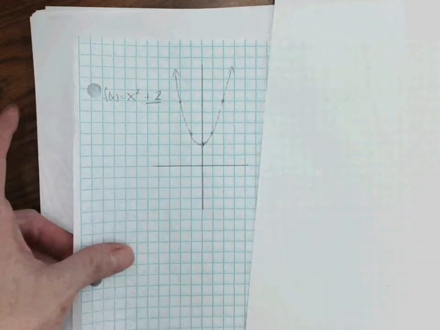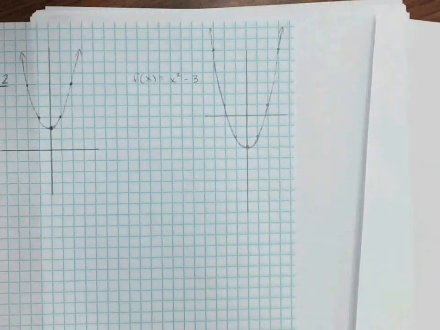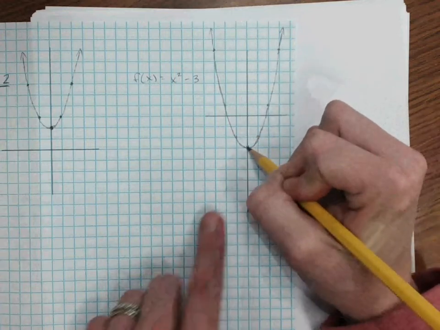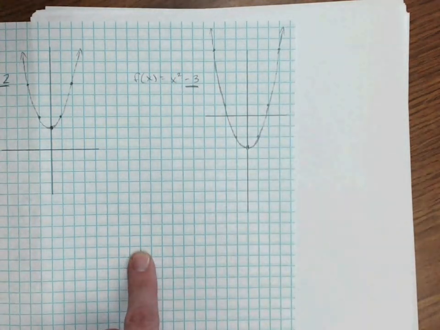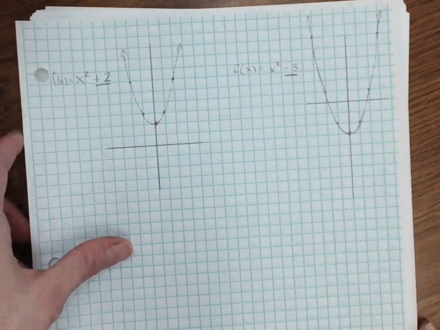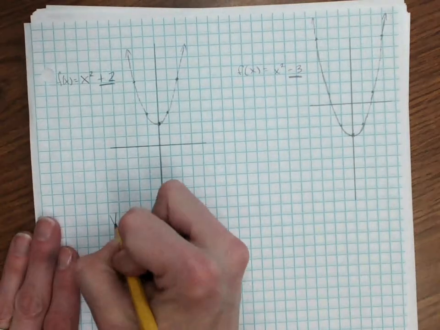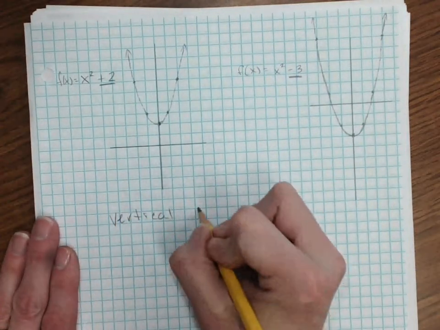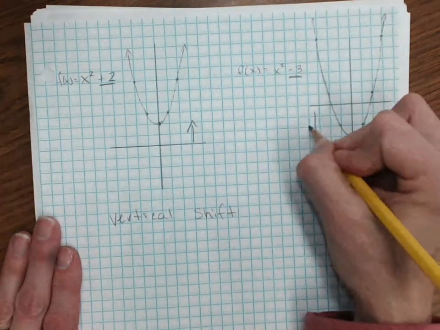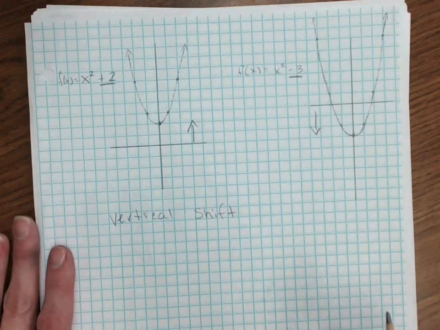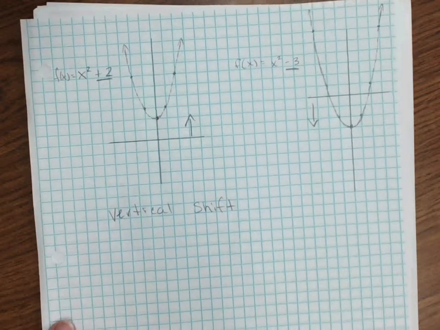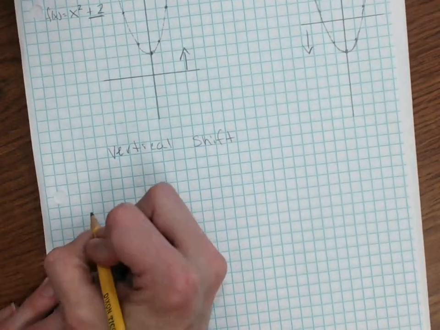The next one, what happens if we subtract 3 with this function? It's going to go down 1, 2, 3. I wonder if there's a connection there. If I add or subtract a number just to my parent function, it's called a vertical shift. It's going to move my function up or down from its original place based on whatever that number is that's been added.